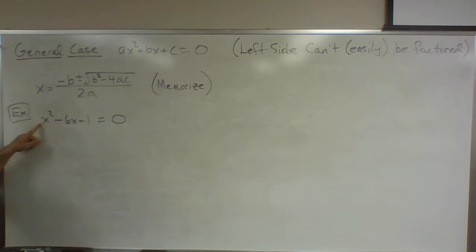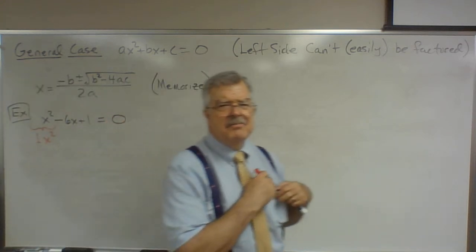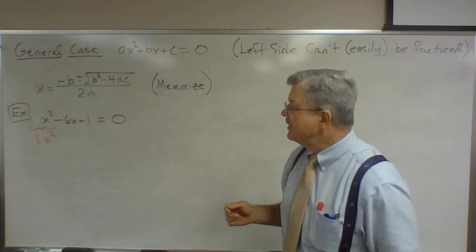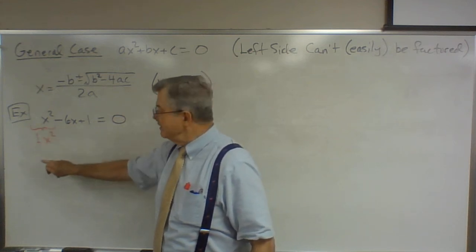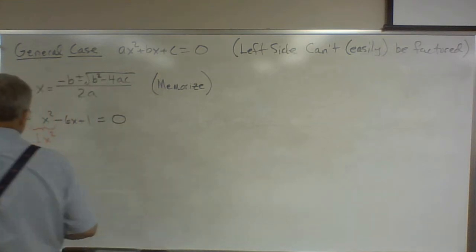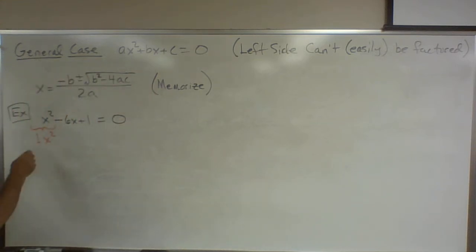Now, coefficient of x squared, I don't see one. So really, what this is, is 1 x squared. And when we have 1 times something, we usually don't write the 1. But that's really what this is. x squared is 1 times x squared. So that tells us a equals 1.